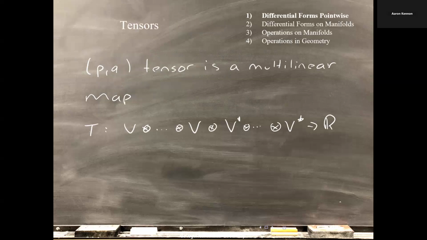Okay, so we'll start with a brief review of what a tensor is. So say we have a vector space, we have vectors, and then we have dual vectors. A (p,q) tensor maps p dual vectors and q vectors to the real numbers, for a tensor over R. So it's taking these and mapping them in a multilinear manner to the real numbers.